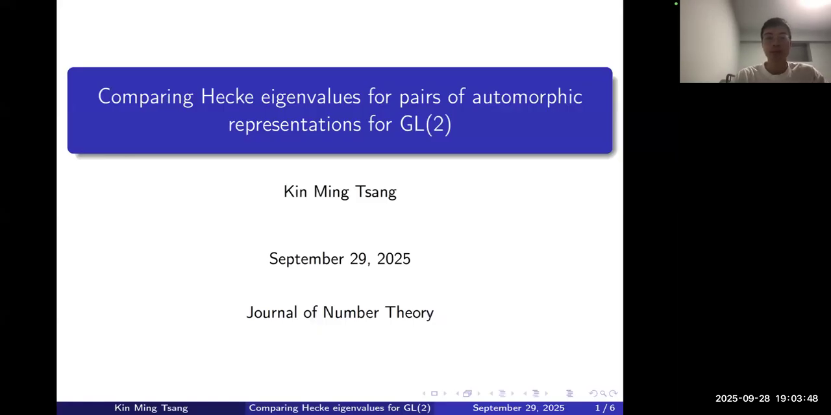Hi everyone, I'm Ming Tsang, and today I'm happy to give a video abstract of my recent article comparing Hecke eigenvalues for pairs of automorphic representations for GL2, which will soon appear in the Journal of Number Theory.